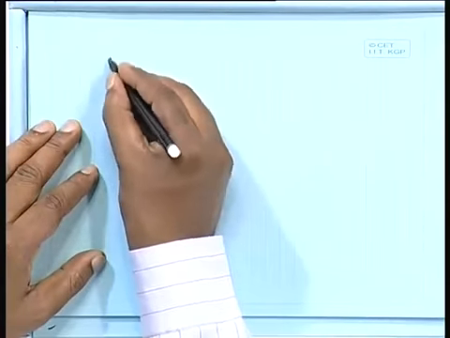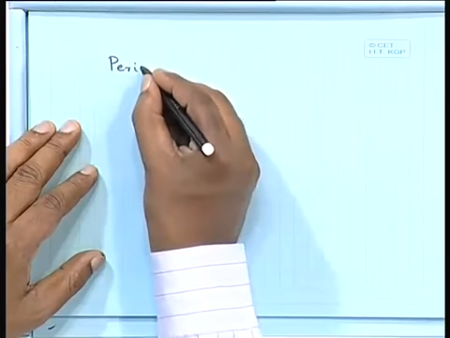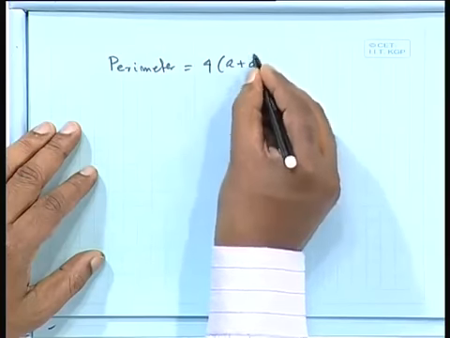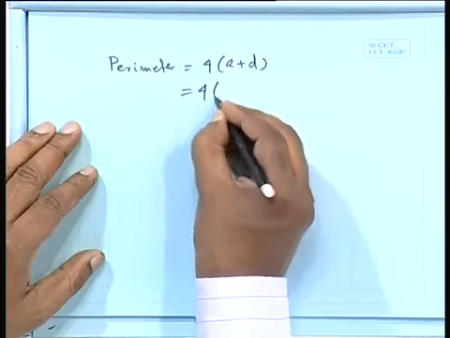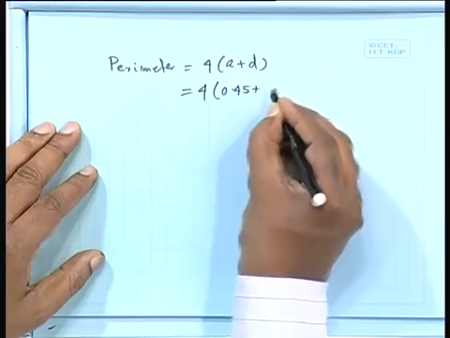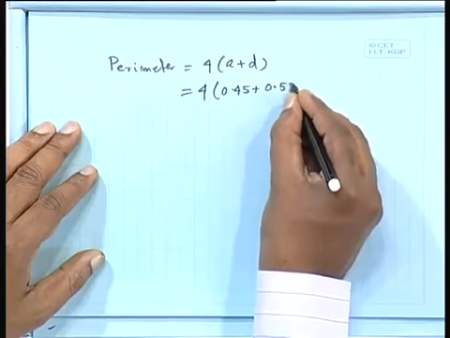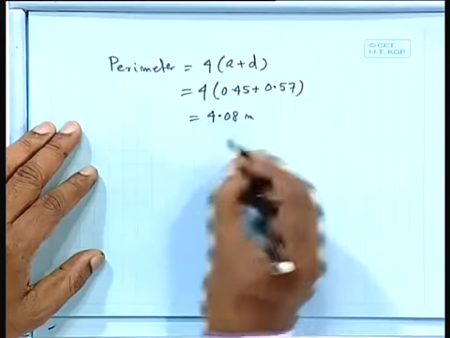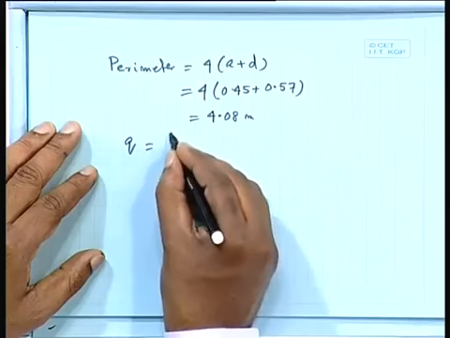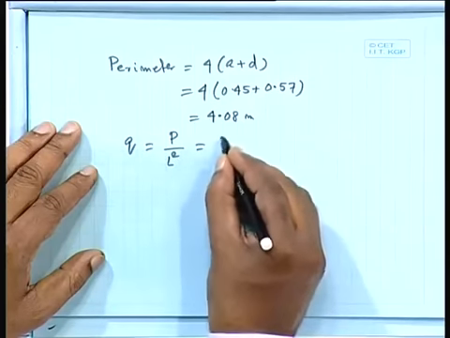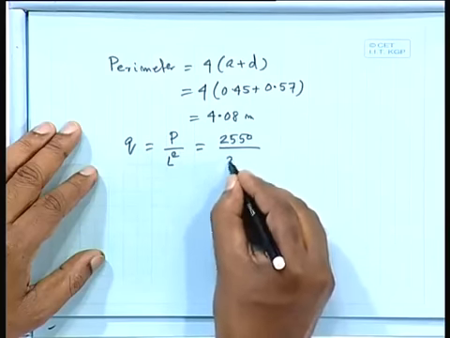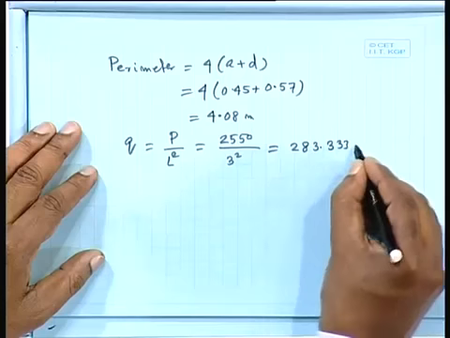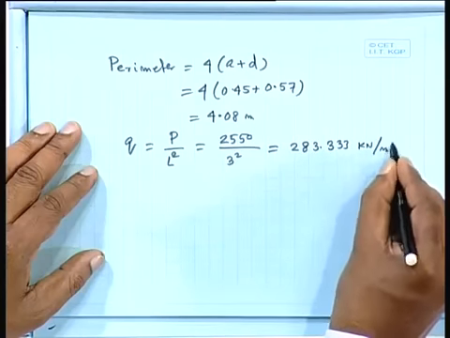So perimeter equal to four times 0.45 plus D equal to 0.57, we have got it, which comes as 4.08 meter. Q equal to P by L square equal to 2550 divided by 3 square equal to 283.333 kilonewton per square meter.